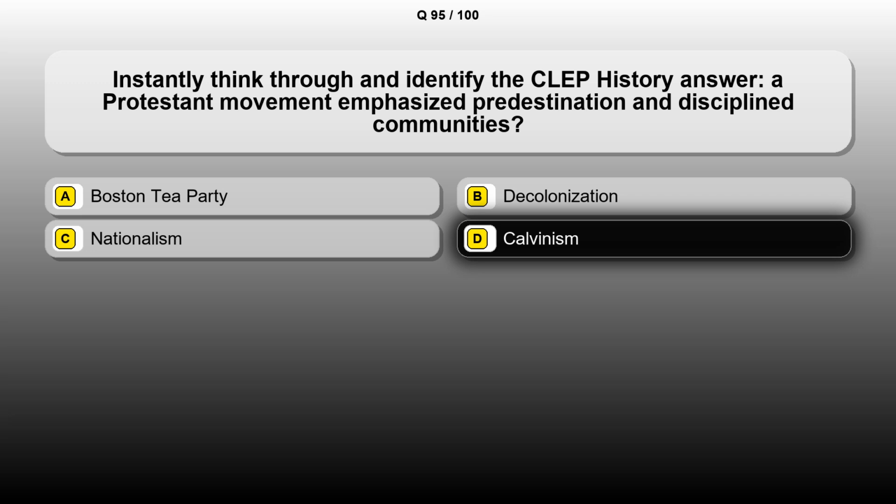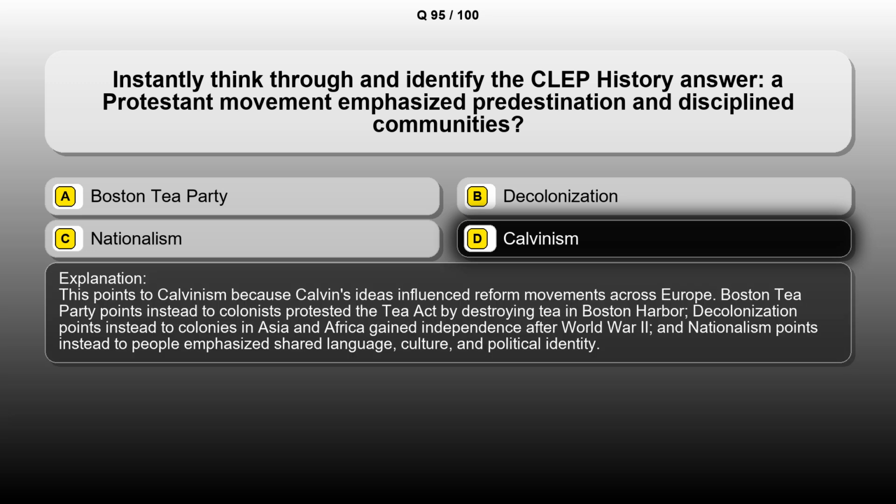The correct answer is option D, Calvinism. This points to Calvinism because Calvin's ideas influenced reform movements across Europe. Boston Tea Party points instead to colonists protested the Tea Act by destroying tea in Boston Harbor. Decolonization points instead to colonies in Asia and Africa gained independence after World War II, and nationalism points instead to people emphasized shared language, culture, and political identity.